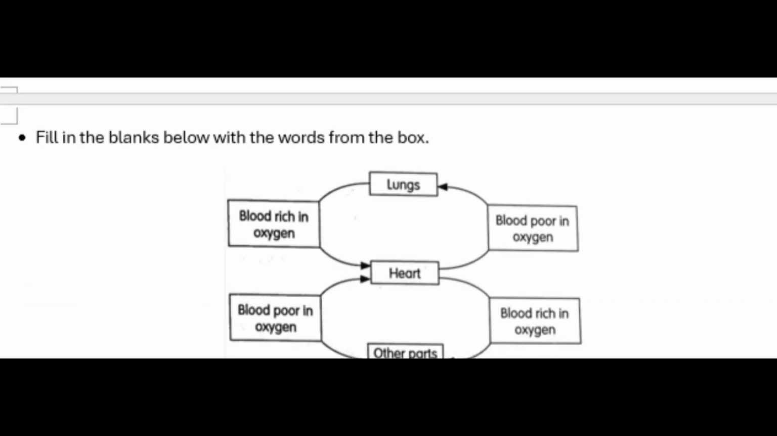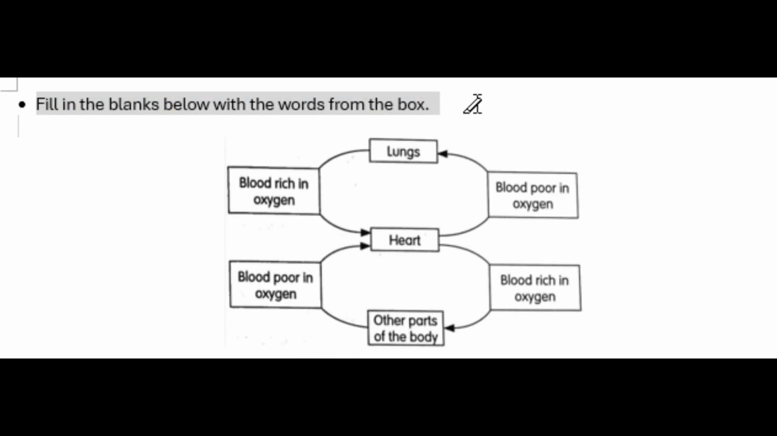Fill in the blanks below with the words from the box. Blood rich in oxygen travels from the lungs to the heart. Blood poor in oxygen will travel back to the lungs. Blood rich in oxygen travels from the heart to other parts of the body. Blood poor in oxygen travels from other parts of the body to the heart.